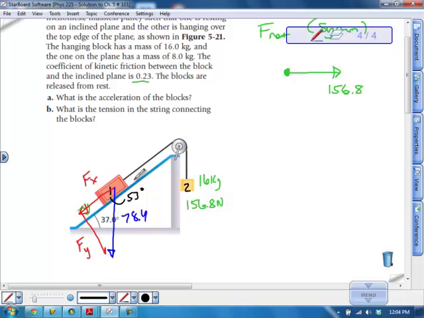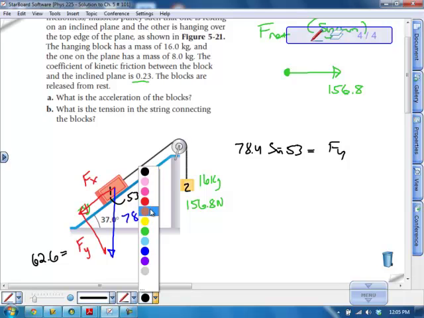So we'll do, for example, sine of 53 equals opposite over hypotenuse. So sine of 53 equals opposite, that'd be f of y, over hypotenuse, 78.4. Multiply both sides by 78.4, and you get what this force is right here, which is 62.6, and that's pulling the box into the ramp.